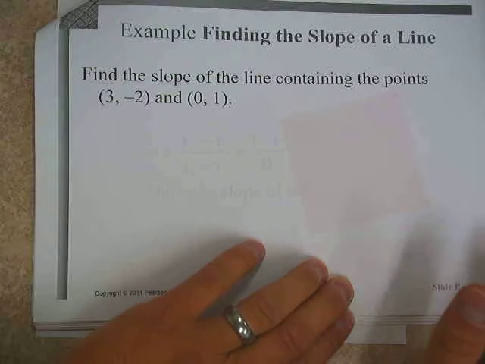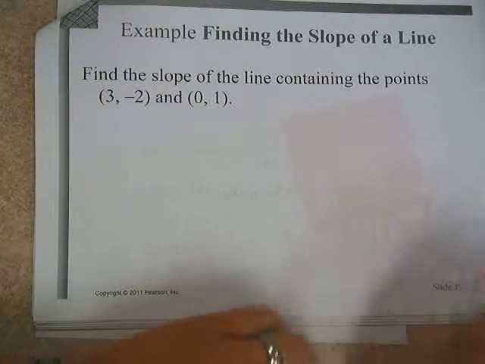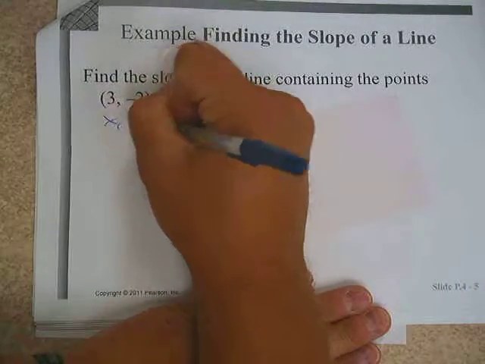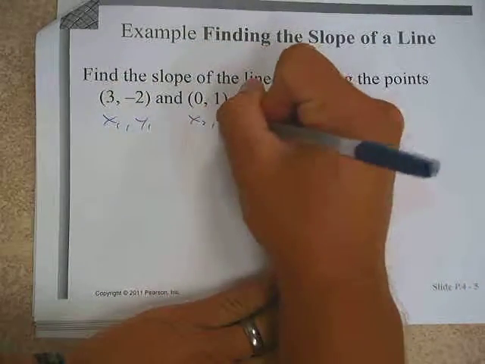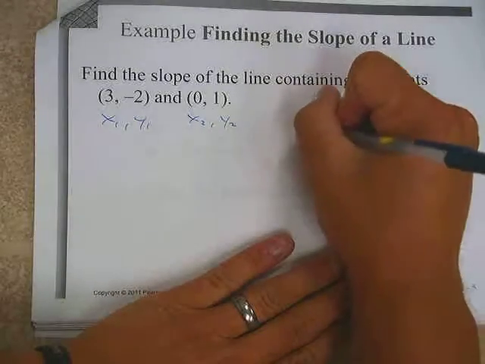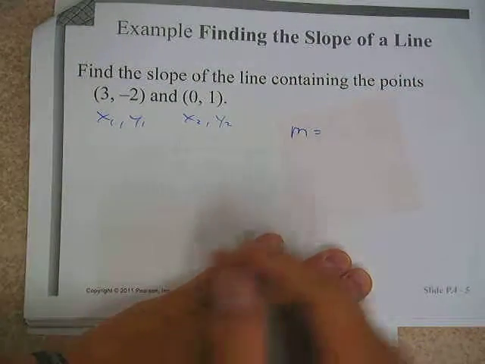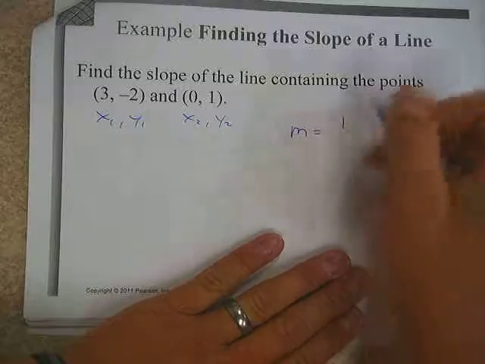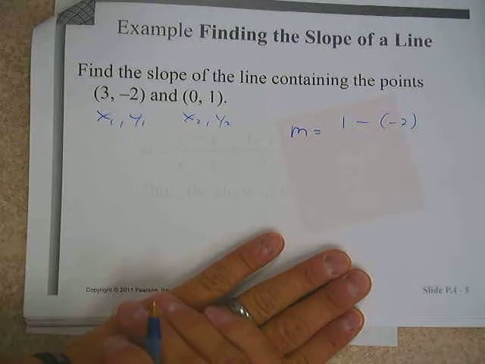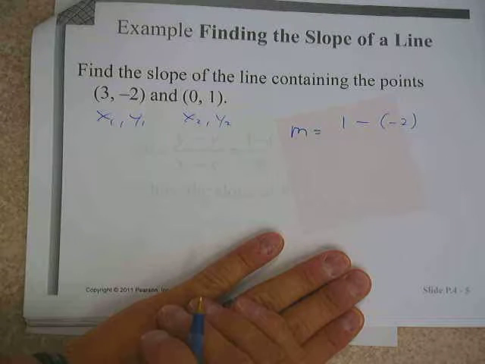All right, let's take a look at an example here. They give us 2 points that are neither horizontal nor vertical. If you need to, one thing you could do is put your own labels on these points so that you know which point goes where in the slope formula. So when I write my m equals, my y2 is 1, and when I go minus, I'm going to put negative 2 in parentheses.